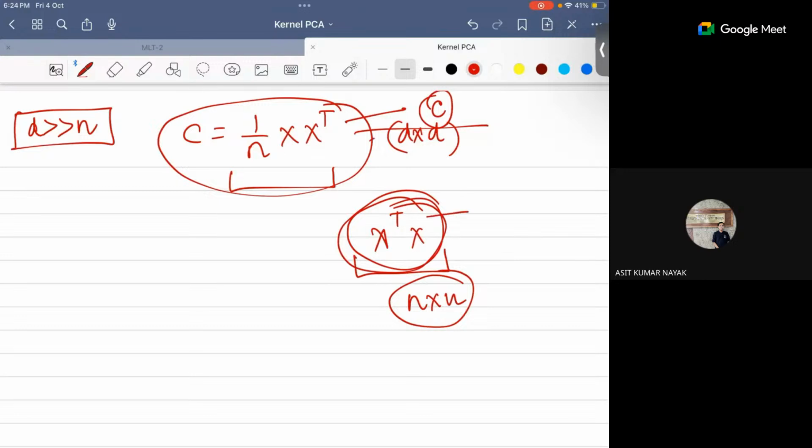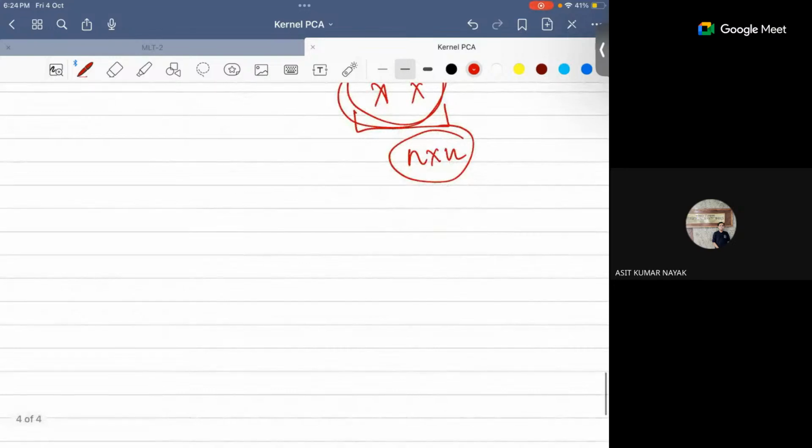Okay, and there is some good relation between X transpose X and X X transpose. Then we'll take help of those properties and come up with some solution. Let's see what we are going to do here.